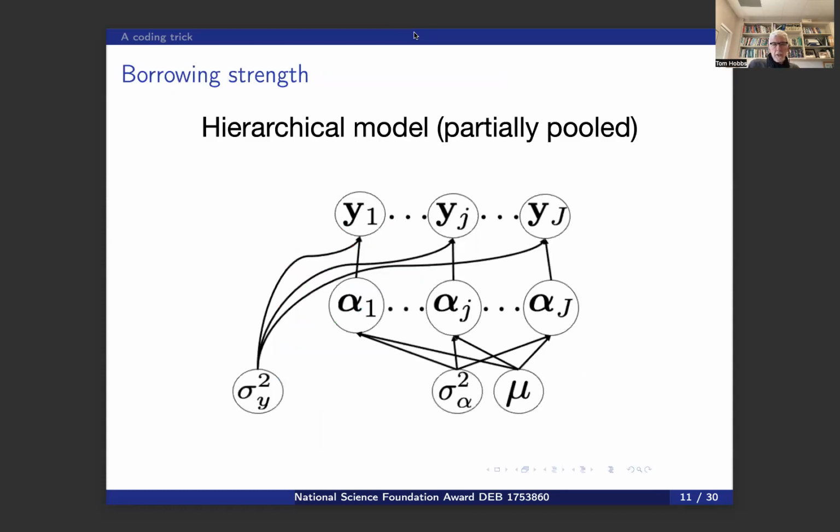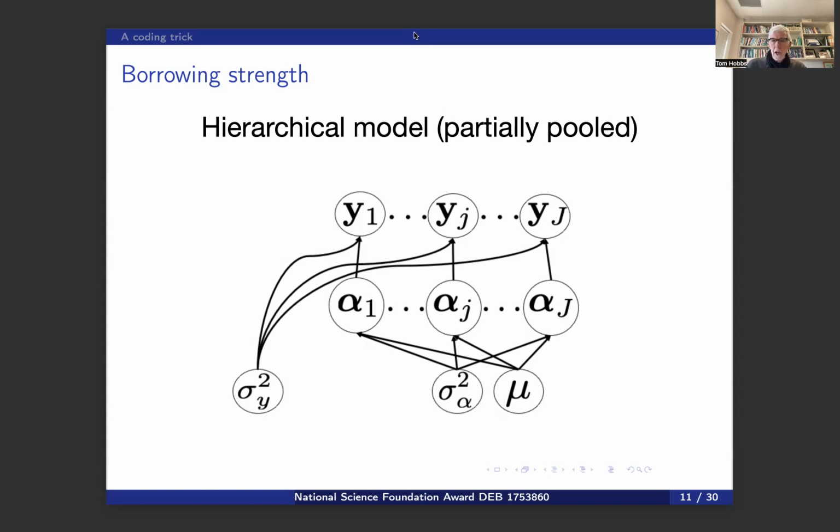A great advantage of this approach is called borrowing strength. I have a directed acyclic graph here for a hierarchical model, and we're just going to focus on the mean intercepts as if all of the predictor variables had been standardized. So we're making inference at the mean of the predictor variable. So alpha 1 through alpha J are just the intercepts, or they're the means.